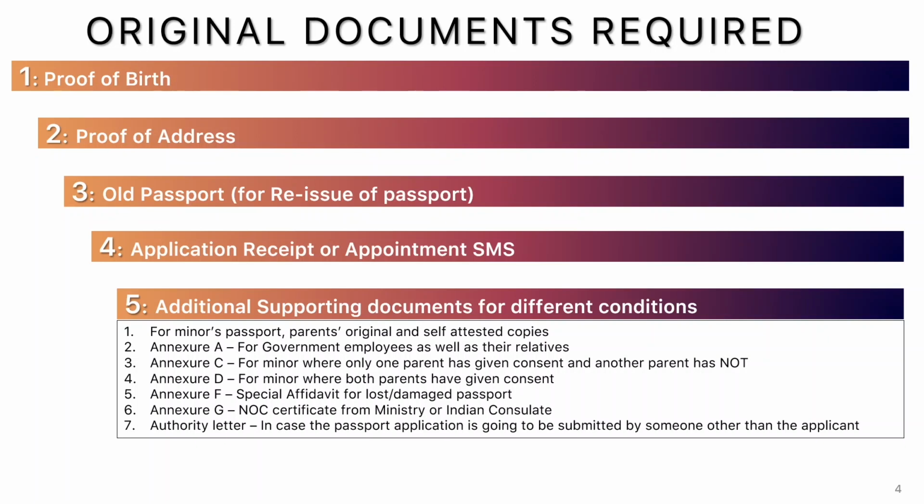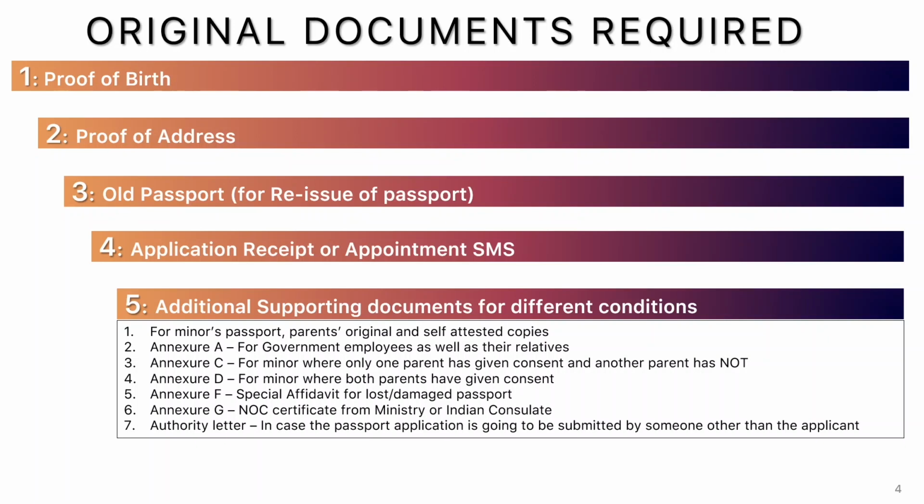You need to have these additional annexures if you meet one of these conditions. In case of a minor's passport, you need to carry the parents' original and self-attested passports if they have them. Annexure A, in case you are a government employee or a relative of a government employee and trying to seek the passport. Annexure C, for minors when only one parent has given the consent and the other parent has not. Annexure D, for minors when both parents have given the consent.